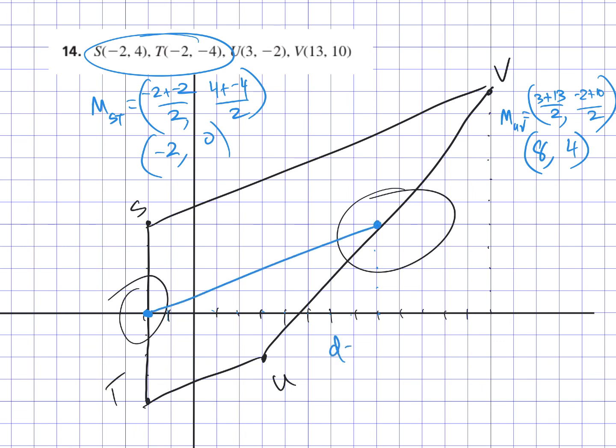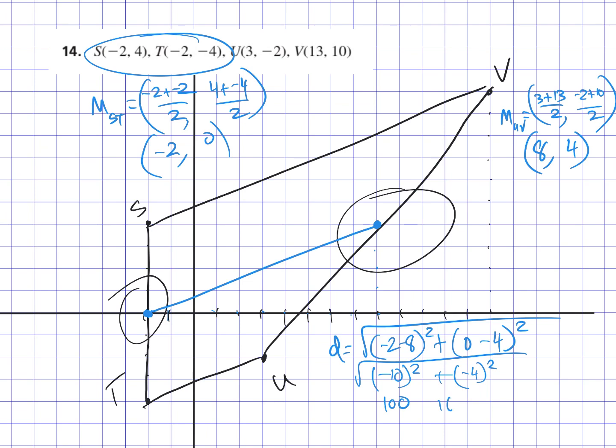Now let's do the distance. Negative 2 minus 8, and 0 minus 4. Negative 10 squared is going to be a positive 100. And negative 4 squared is positive 16. So this is going to be the square root of 116. The exact answer: we can break apart 116 into 2 times 58, and 58 is 2 times 29.